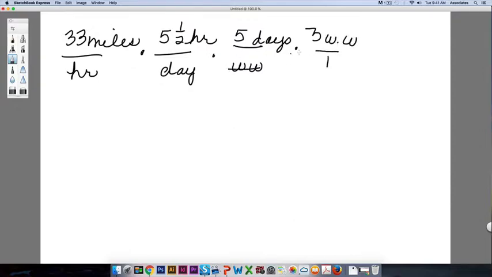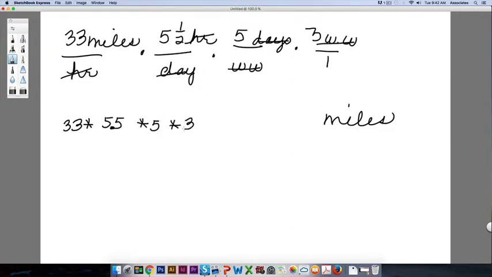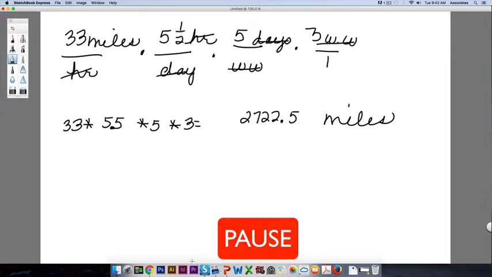Now let's see. The work weeks cancel with the work weeks, the days cancel with the days, the hours cancel with the hours, and we're left with the answer of miles, and that's what we need. So in our calculator, we're going to put 33 times, and you can put the half as a decimal, 5.5, times 5 days, and then times the 3 work weeks. And if you did the same thing that I did, I got 2,722.5 miles. All right, pause the video if you need another second to check out the answer. I'll meet you back here in a minute.